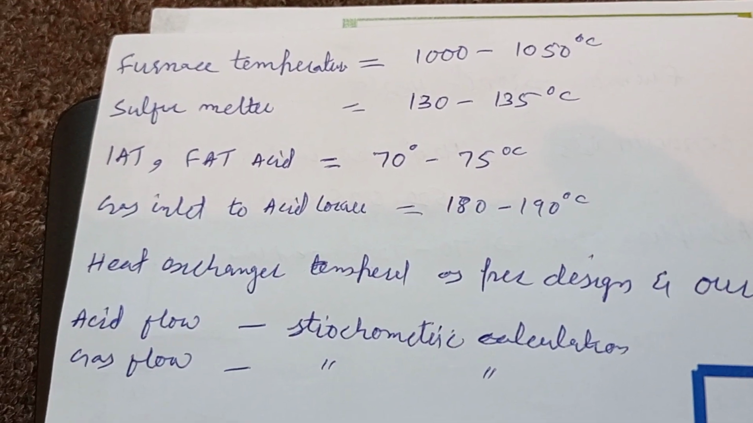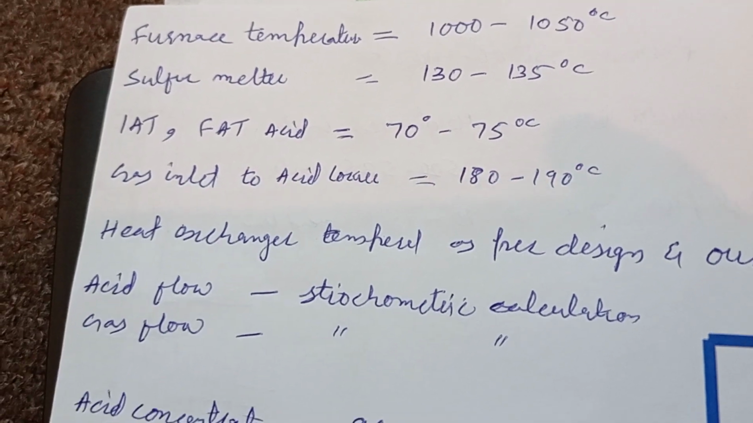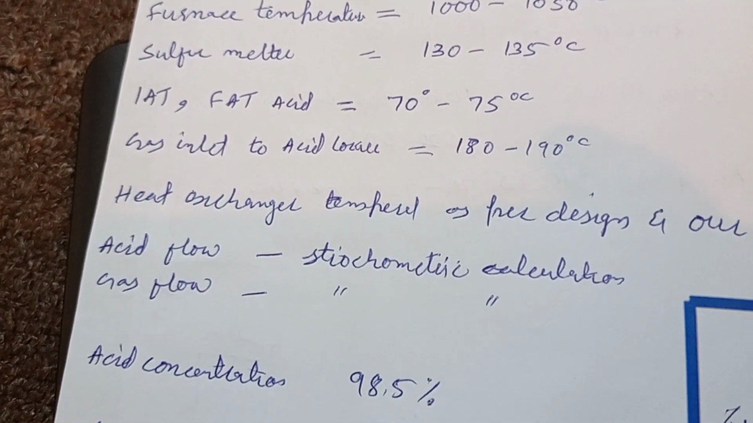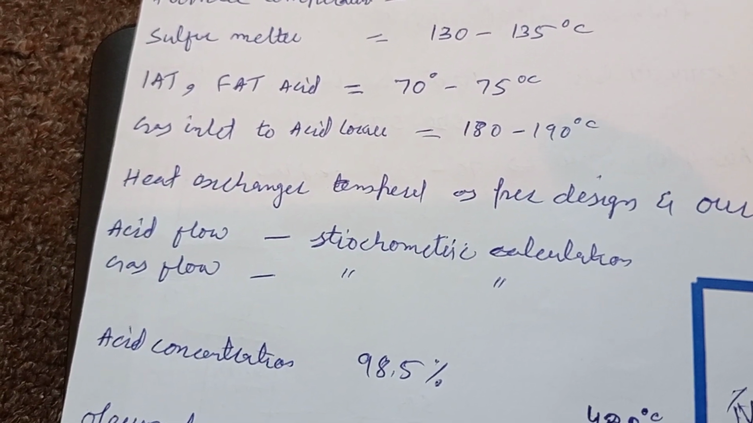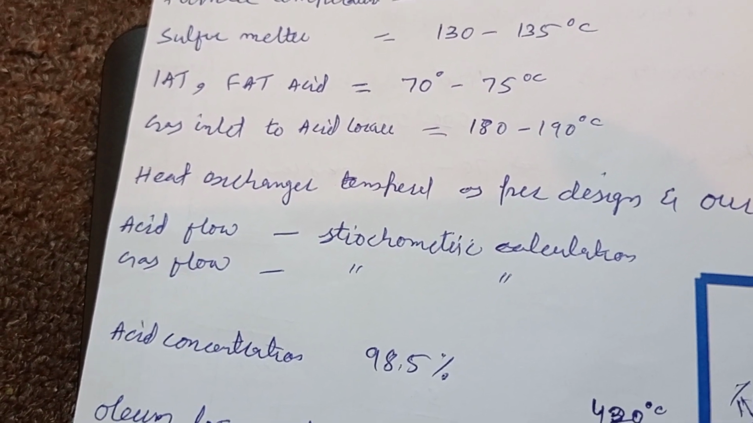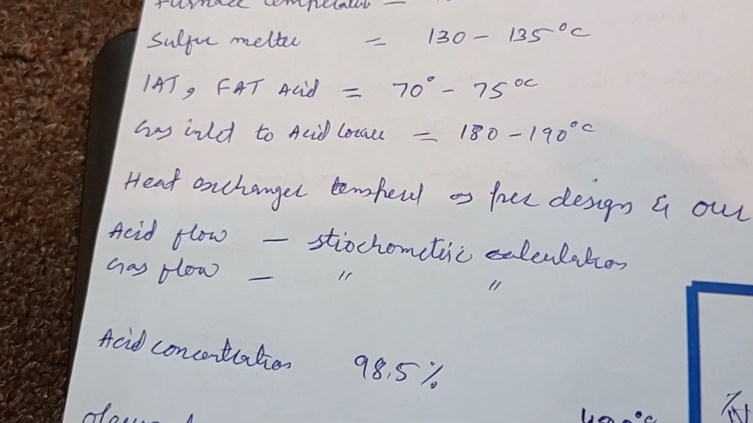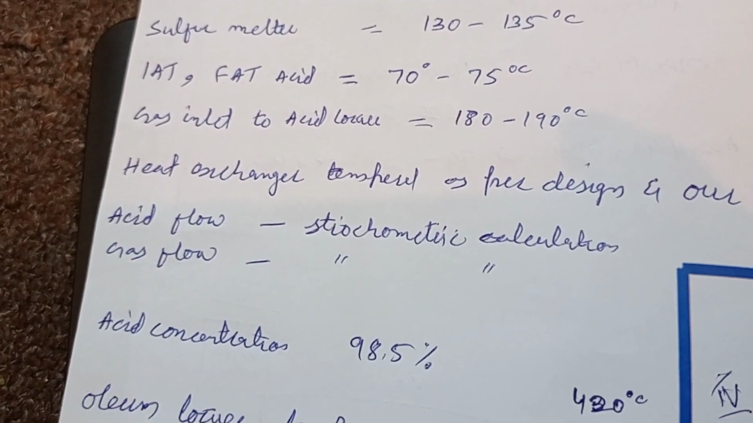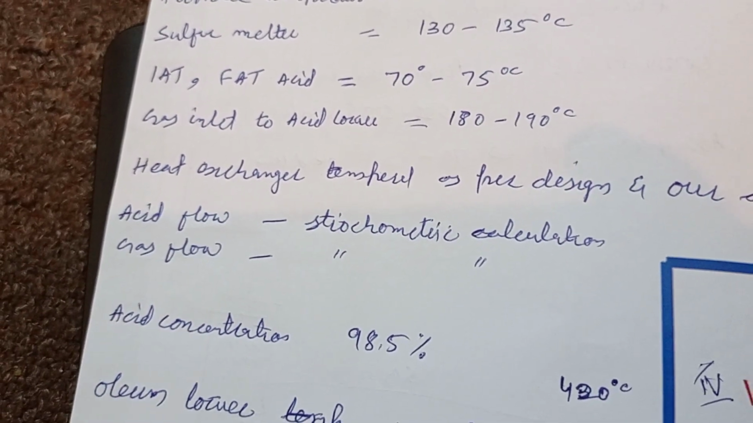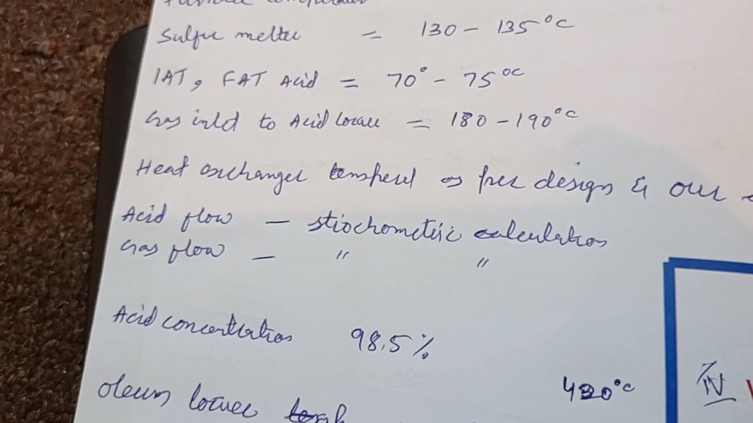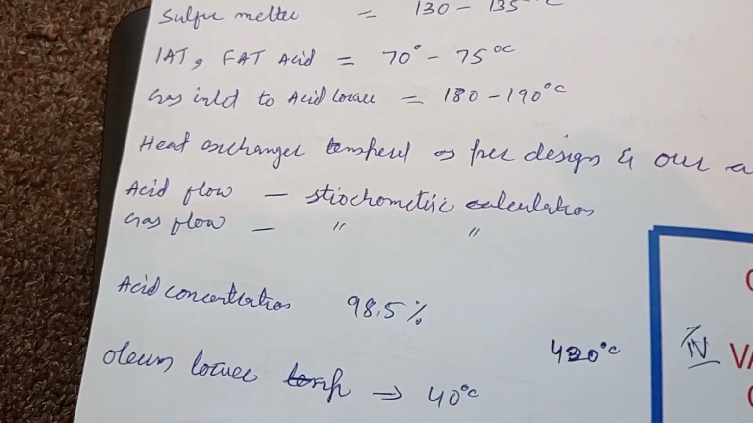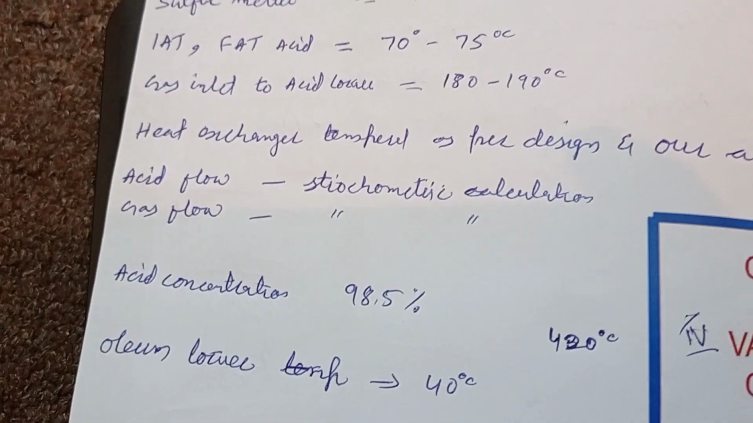We maintain the furnace temperature at about 1000 to 1050, the sulfur melter temperature around 130 to 135, and the intermediate absorption tower, final absorption tower or drying tower acid temperature up to 70 to 75. The gas inlet to the acid tower we maintain at 180 to 190. The temperature of the gas should be higher, because condensation or mist formation should not take place. That is why we maintain the gas temperature higher.